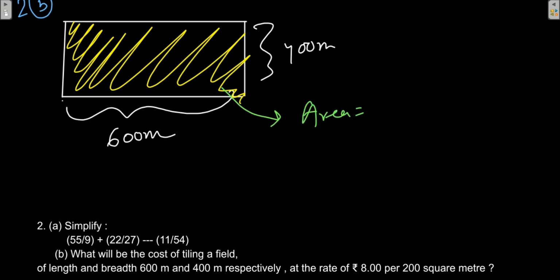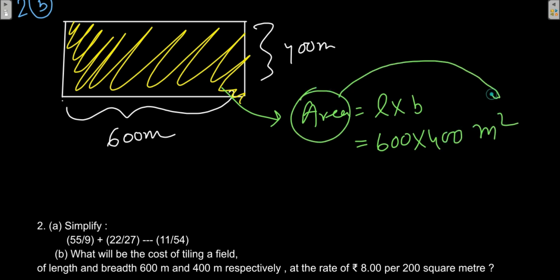So the area formula, I hope all of you know, it's length into breadth for the rectangle. So length is 600, breadth is 400, and you know whenever it is area, the unit will be square unit, and whenever it's volume, the unit would be cubic unit. Okay, so anyway, this is the area. We are not multiplying it right now, later on we will do this calculation.